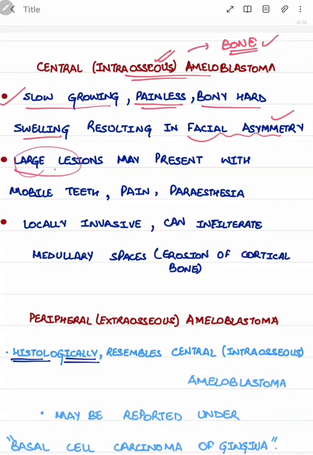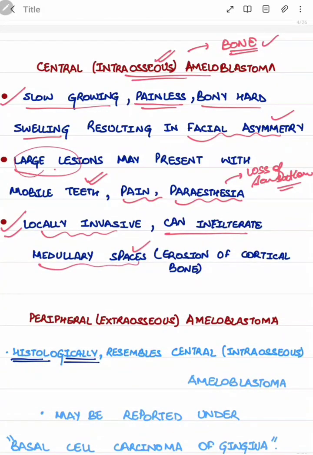If the lesion is large, it will cause mobile teeth, pain, and paresthesia. Paresthesia means either loss of sensation or abnormal sensations, you can say more precisely. It is locally invasive. It can infiltrate medullary spaces and erosion of cortical bone can be seen. As we know that in a bone, there is outer cortex and inner medulla. So the medullary space is basically infiltrated, whereas the outer cortex is eroded in intraosseous ameloblastoma.